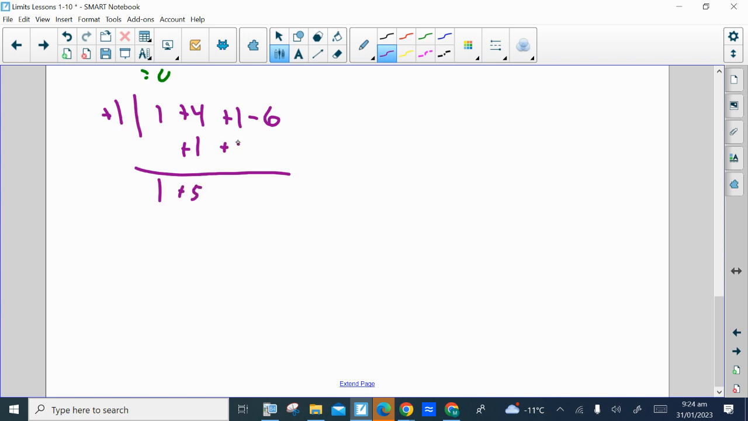5 times 1 is plus 5, and we add. 1 times 6 is plus 6, we add and get our remainder of 0. So not only does this tell us that x minus 1 is a factor, but the numbers at the bottom give us the coefficients of the quotient.